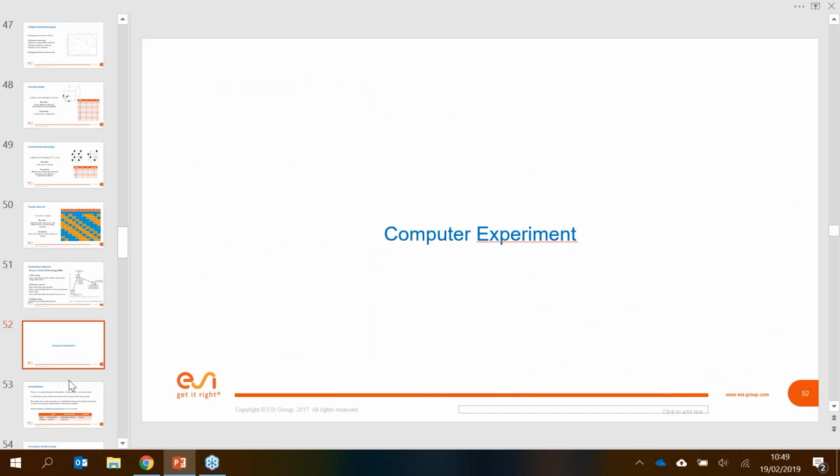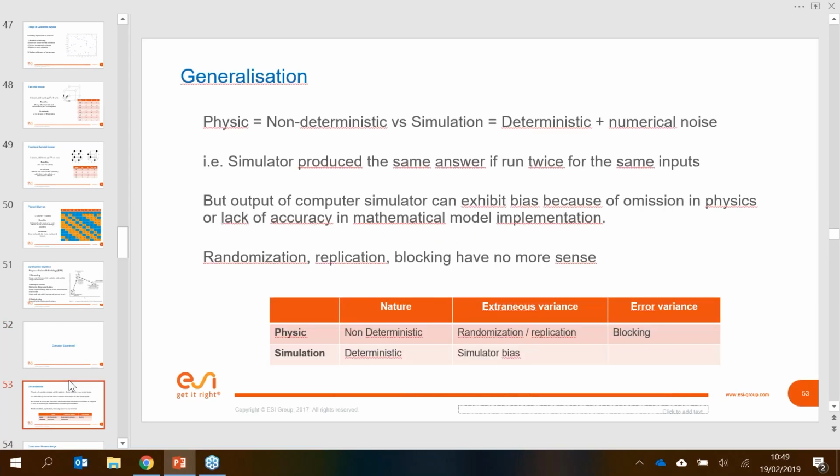So this was for physics-based experiments; how can we relate to it on our side at ESI for simulation? Actually, it would be quite the same, except that while physics is non-deterministic, simulation is deterministic, but proves some numerical noise. So random error has no more sense for simulation. You only have the simulator bias, which is actually a lack of accuracy in the model implementation. And some techniques that you use for physics experiments do not make real sense, such as randomization, replication, and blocking.